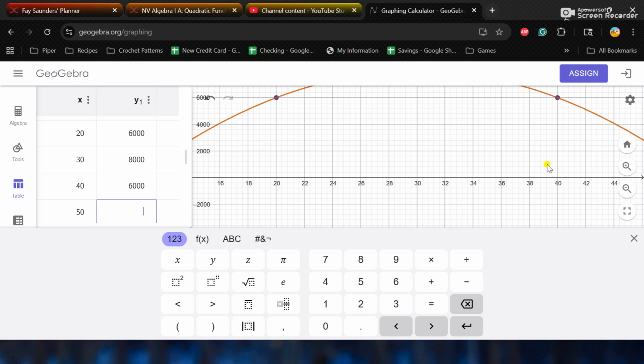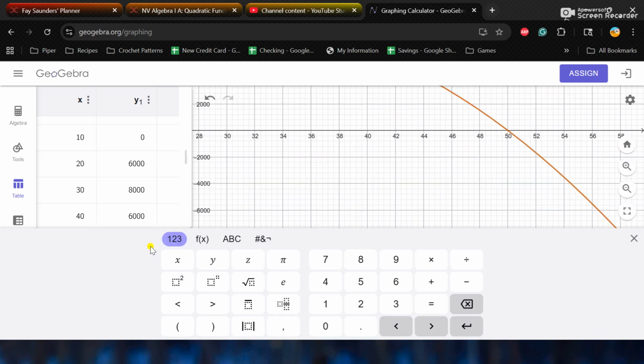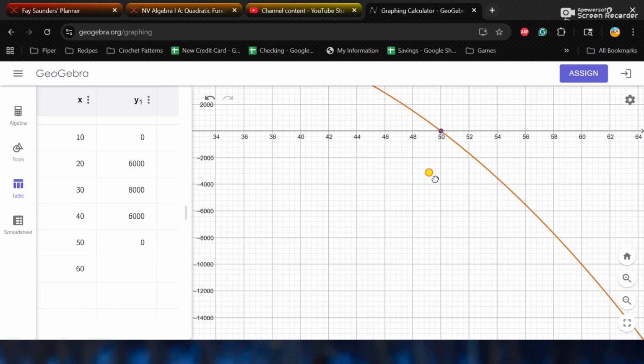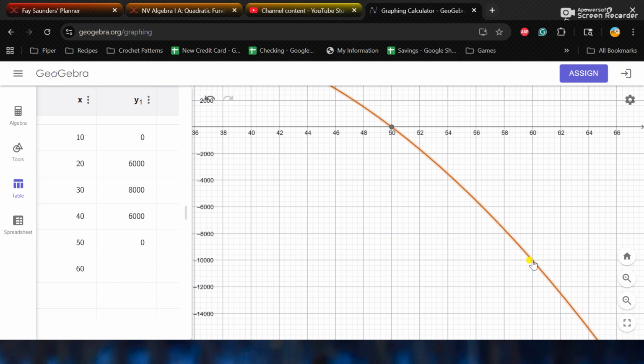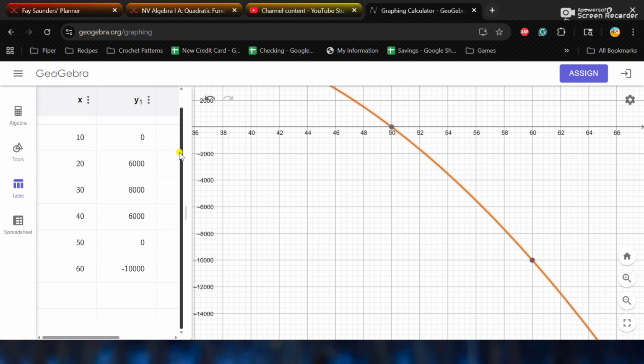Okay, at 50, she's back at 0. And at 60, she's down in the negatives at negative 10,000. So we have not negative 1,000, negative 10,000. So now we have our table. Okay, we have our table with all of our points.